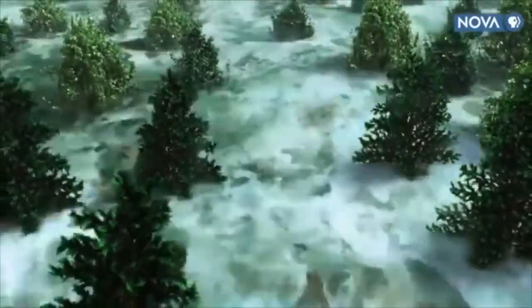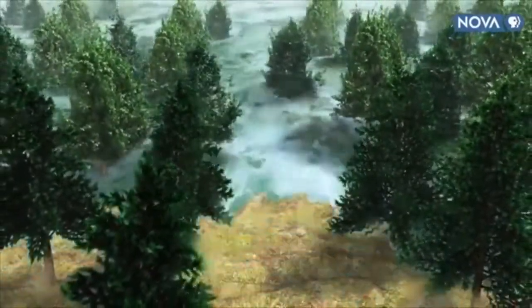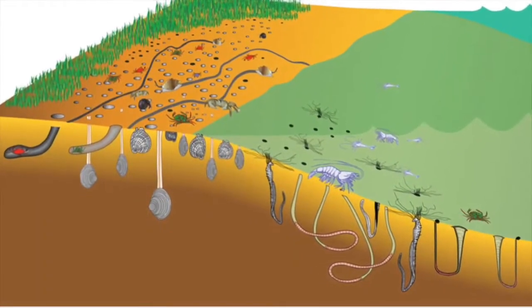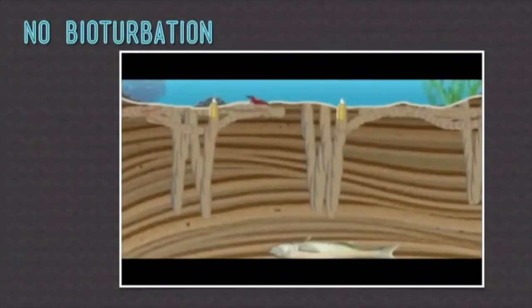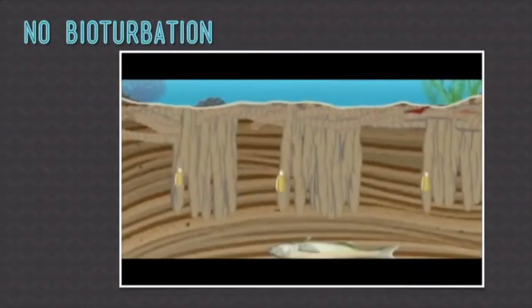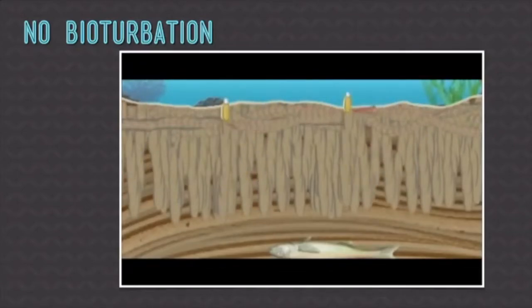There was no time between the deposition layers for surviving critters to burrow into the ground and turn them over. This is known as bioturbation. This is another major problem for long-scale evolution. You see, when living creatures burrow into the ground, they leave behind evidence that they did this. Traces that we should be able to see. These geologic layers of supposed ecosystems should be filled with evidence of bioturbation.